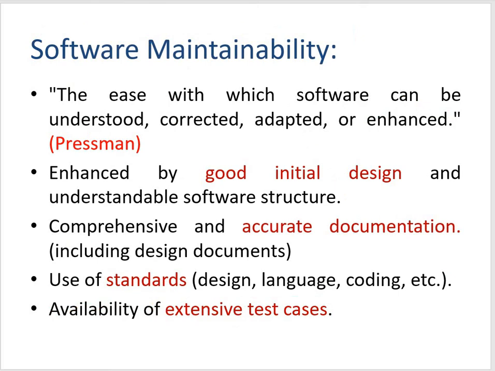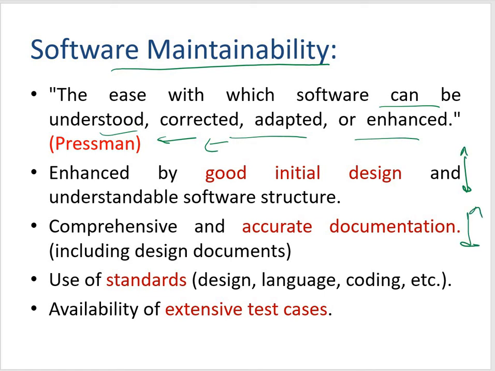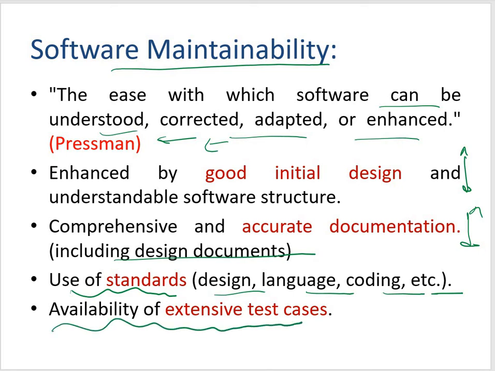So now let's talk about software maintainability, right? The ease with which your software can be understood, corrected, adapted or enhanced is something which is called your software maintainability. I took this definition from Pressman. It is enhanced by good initial design and understandable software structure. Comprehensive and accurate documentation, including your design documentation obviously. Then we have use of standards for your design, language, coding and other stuff. Plus the availability of extensive test cases as well.